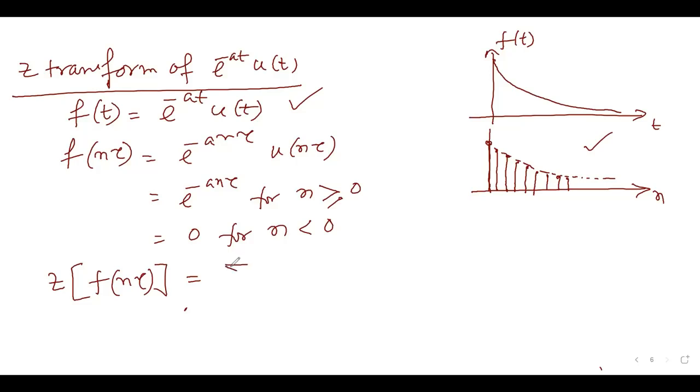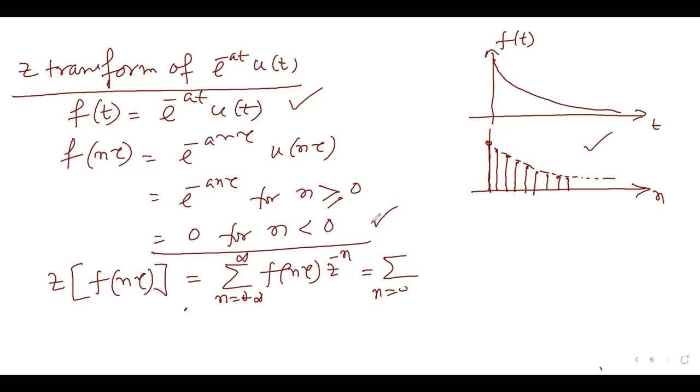By definition, this is the sum from n equal to 0 to infinity of f(n tau) z to the power minus n. I divide the sum into minus infinity to minus 1 and 0 to infinity. Minus infinity to minus 1 is 0 because it is 0 for n less than 0. So this is the sum from 0 to infinity of e to the power minus a n tau z to the power minus n.